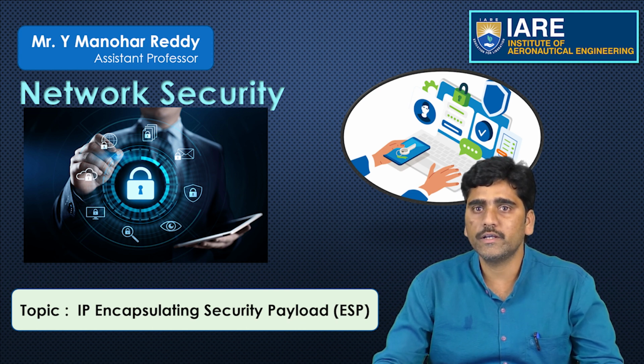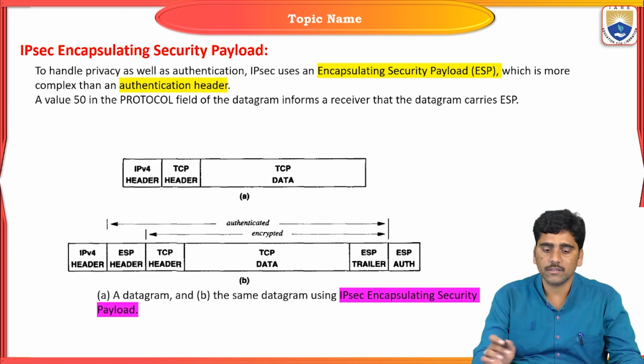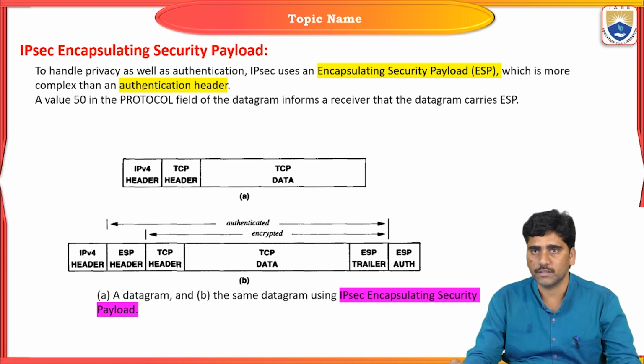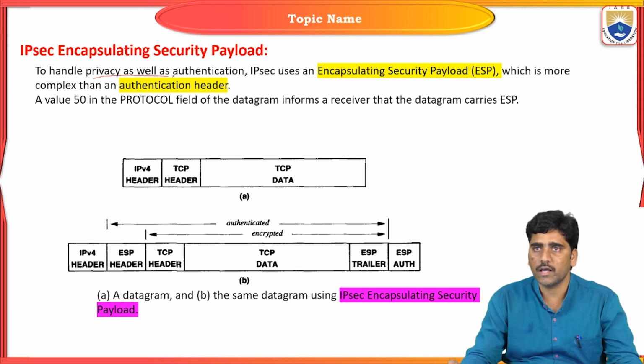So IP security is the combination of ESP plus IKE. That is, Encapsulating Security Payload plus Authentication Header plus IKE, Internet Key Exchange. Here the Encapsulating Security Payload handles both privacy as well as authentication purposes.